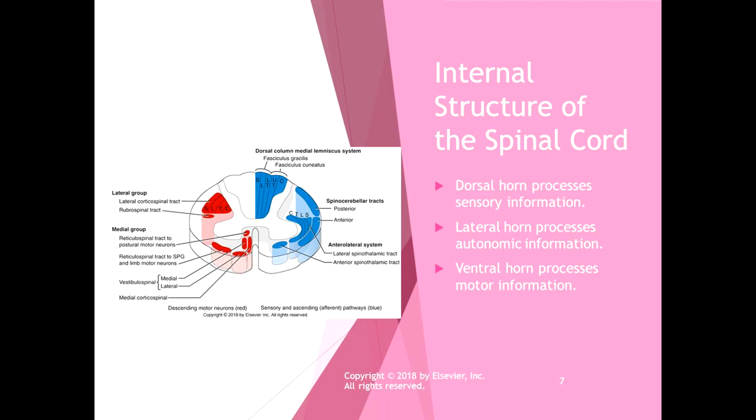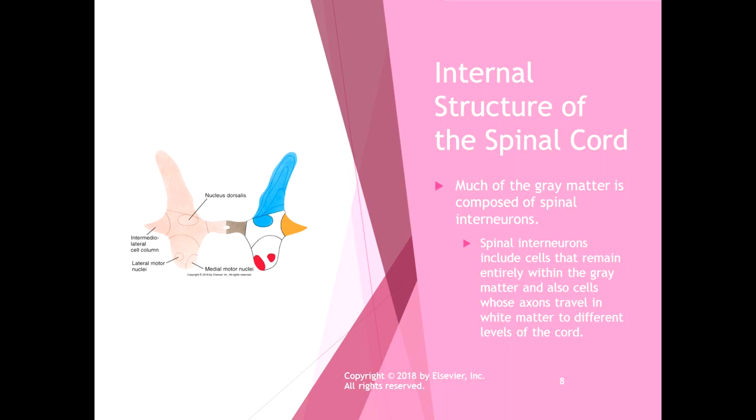And then all of the tracts that we've talked about, they're all listed right here. It shows the motor tracts on the left and the sensory tracts on the right, but they are on both sides. And you can see how those run in distinct tracts within the spinal cord. So this is the gray matter that's mostly composed of spinal interneurons, which is pretty cool.